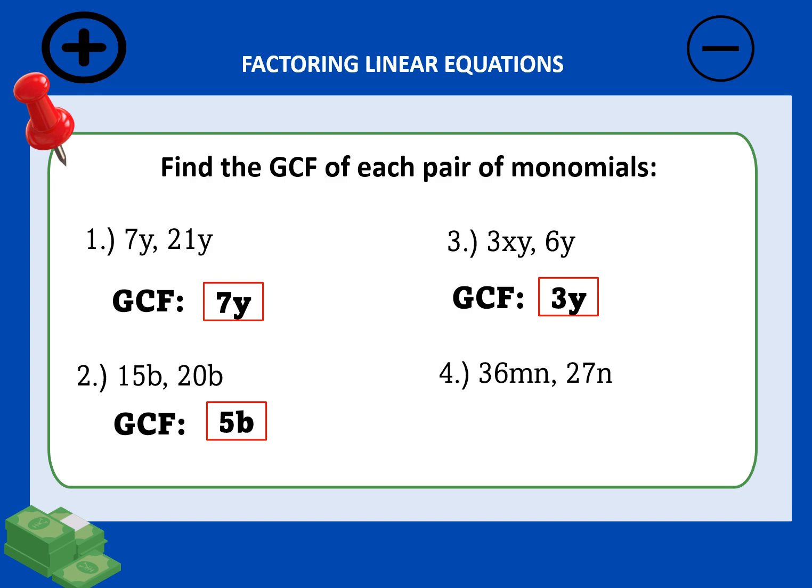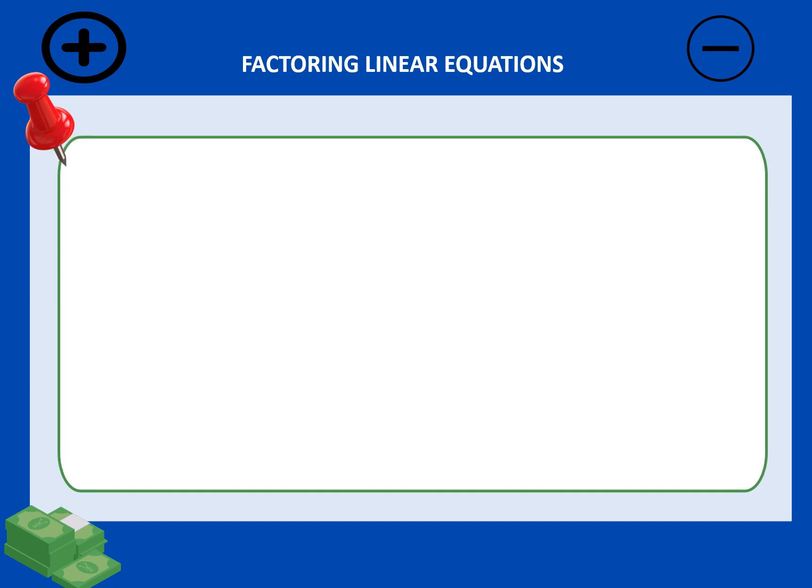So, what is the greatest common factor of 36 and 27? Alright, it is 9. The common factor of mn and n is n. So, our greatest common factor of 36mn and 27n is 9n. We already know how to find the greatest common factor of the monomials. Now, let's apply it. Let's factor its expression. So, how are we going to factor its expression?